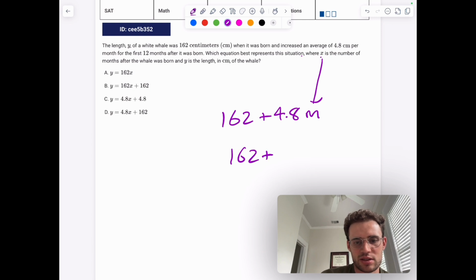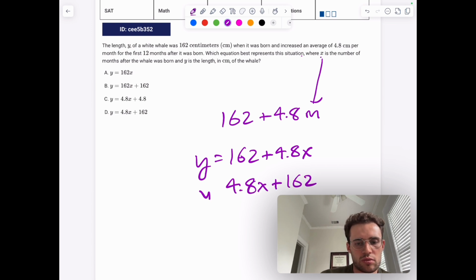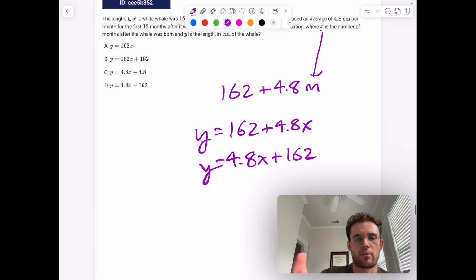I don't know why they're so averse to using m to represent months, but here we go. After the whale was born, and y is the length. Okay, so they're using x and y. That makes a little more sense. y equals 162 plus 4.8x. You could also write it as 4.8x plus 162. Like that, doesn't matter, the commutative property of addition.